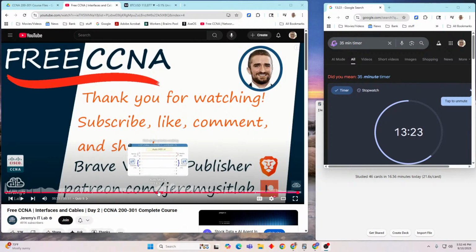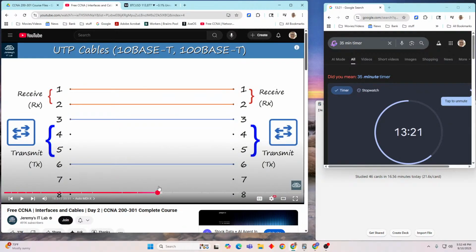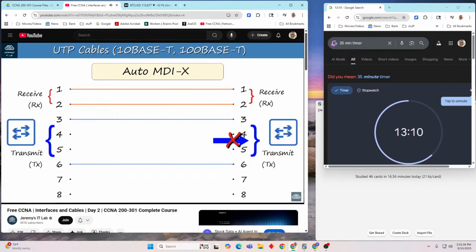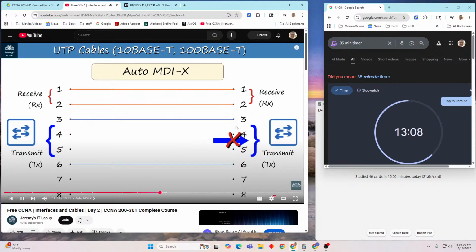But Auto MDIX automatically tries to make it work. Switches include a feature called Auto MDIX. Previously, if two switches were connected with a straight-through cable, they would be unable to communicate. However, Auto MDIX allows devices to automatically detect which pins their neighbor is transmitting data on. All right. Do we need to know much more?